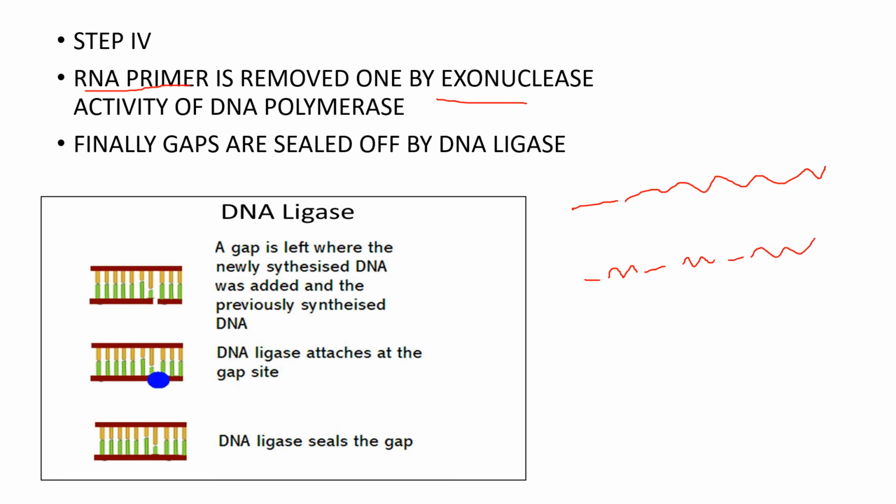So it is discontinuous. Then what happens? The primers are removed by the exonuclease activity of the DNA polymerase, and the gaps will be formed after removing, and those gaps are sealed off by the DNA ligase. We call the DNA ligase a sealing enzyme. It seals the gaps. You can see the gaps here. So this is the DNA ligase at the site, and it attaches, as a result, the gap will be sealed. So this is about DNA replication.